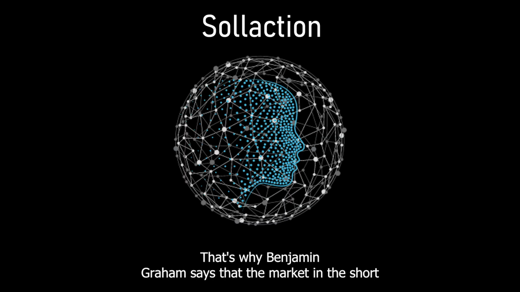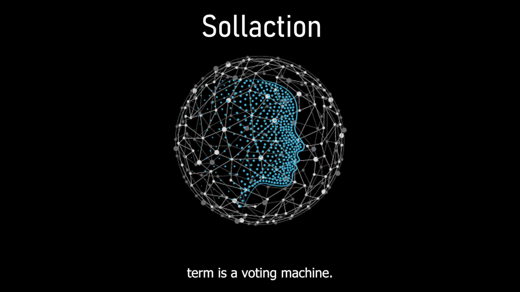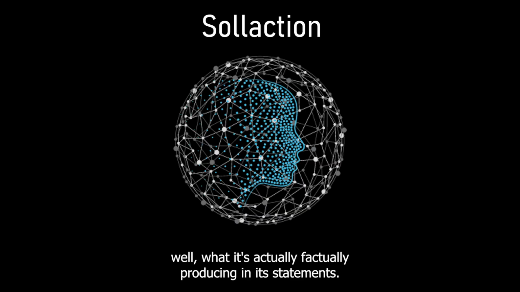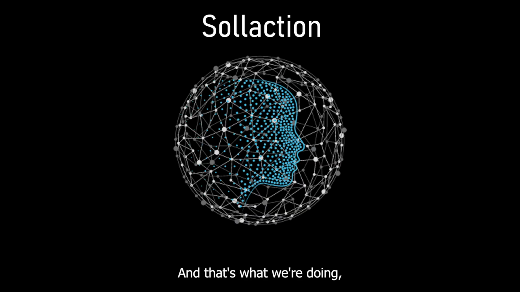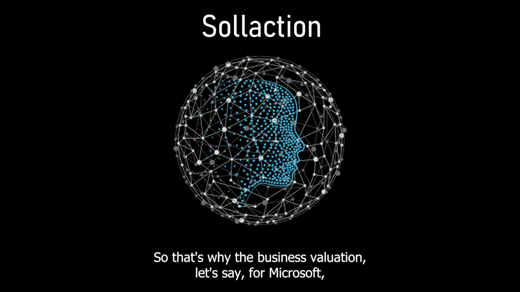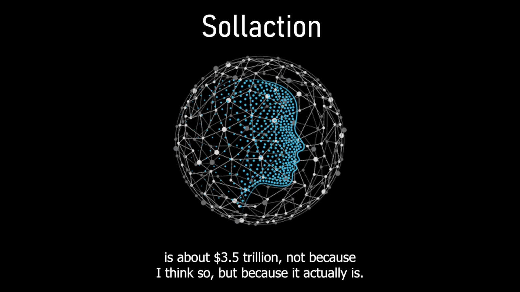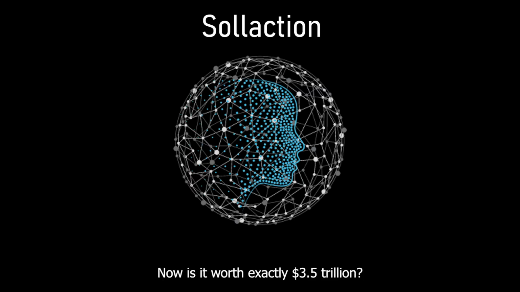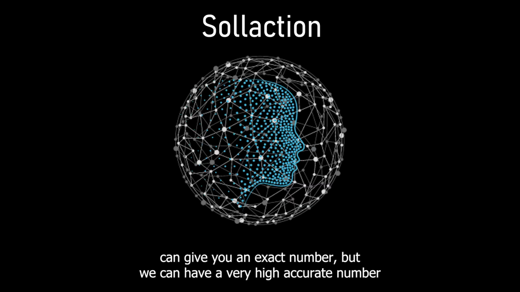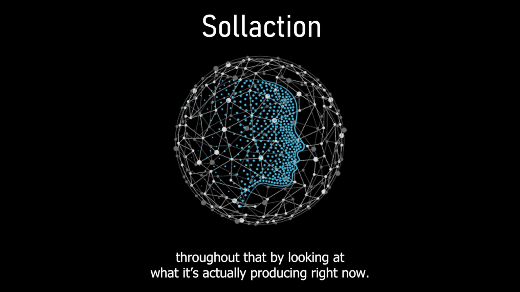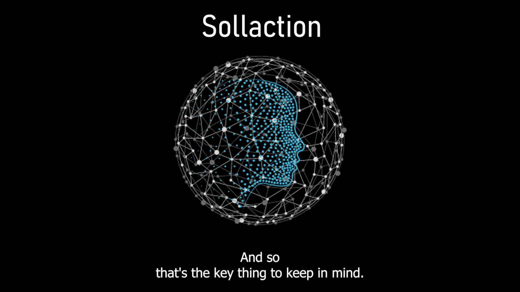That's why Benjamin Graham says that the market in the short term is a voting machine, but in the long term, it's a weighing machine. What's the weighing machine? Well, what it's actually factually producing in its statements. And that's what we're doing, right? So that's why the business valuation, let's say for Microsoft, is about $3.5 trillion, not because I think so, but because it actually is. Now, is it worth exactly $3.5 trillion? No, because no one can give you an exact number, but we can have a very accurate number by looking at what it's actually producing right now. And so that's the key thing to keep in mind.